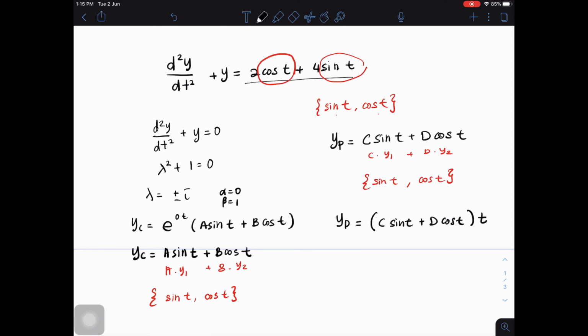Then you can proceed to find yp prime and yp double prime, as we did before, to find the values of c and d. So this is how to decide yp when it involves a trigonometric function as fx, and we want to solve this by using undetermined coefficient.